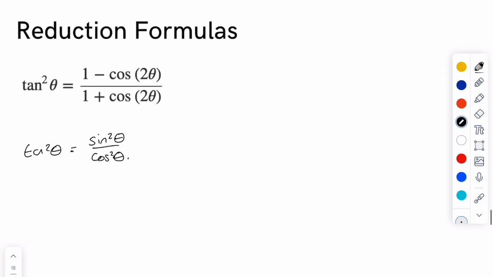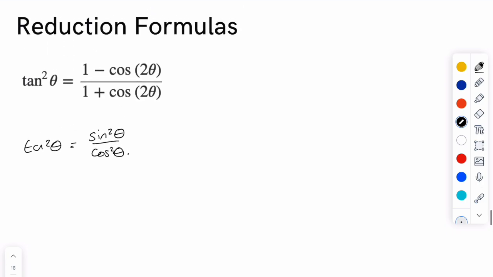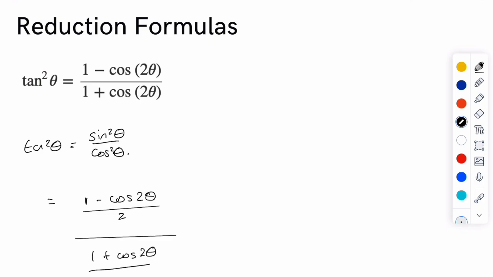So therefore what we get is tan squared theta is going to equal 1 minus cos 2 theta over 2, over 1 plus cos 2 theta over 2.